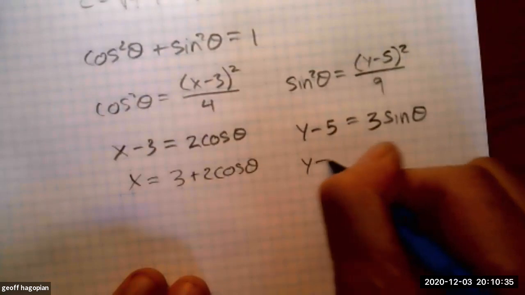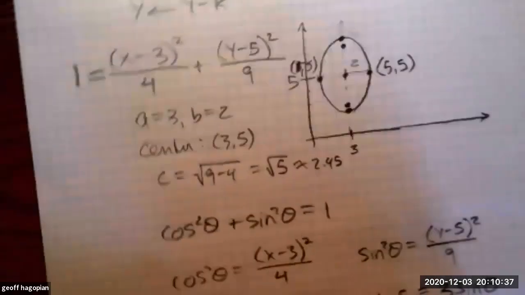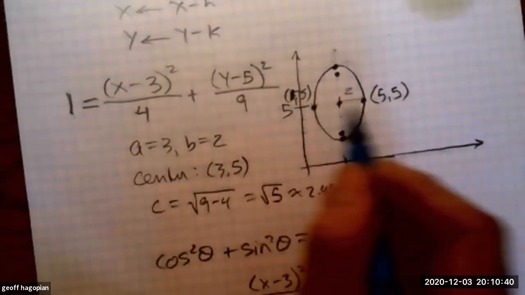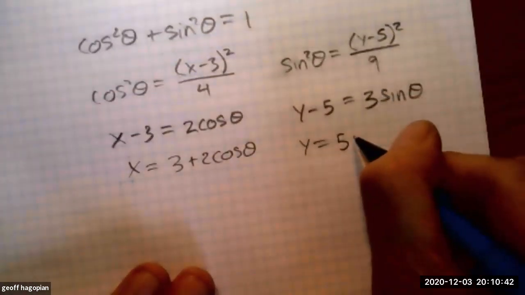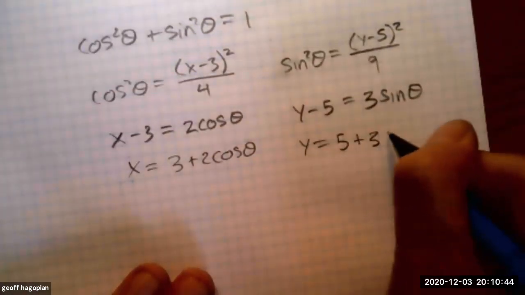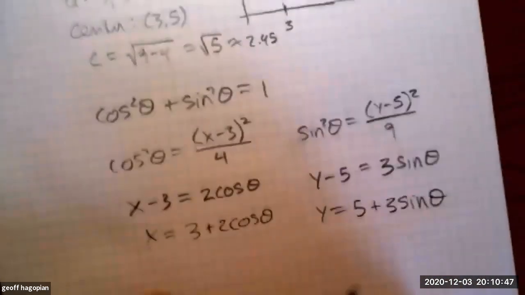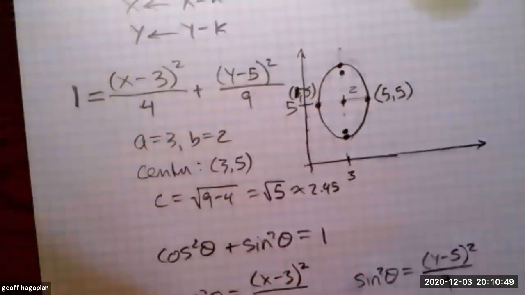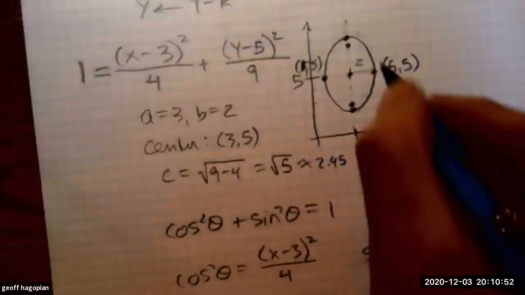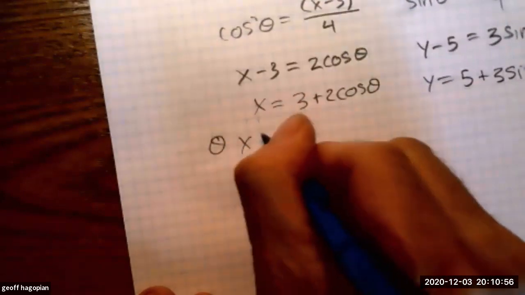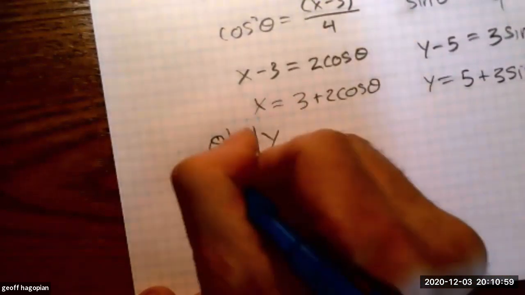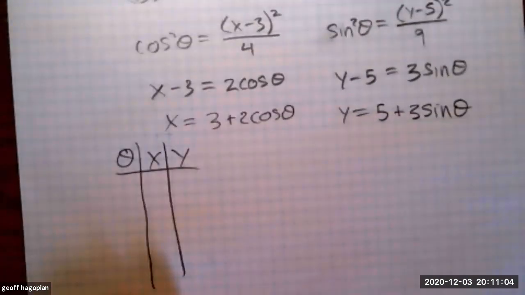Similarly here, y has an equilibrium of 5, right? The center of the y is 5, and it oscillates with an amplitude of 3. So we go up and down 3 from y equals 5. So when theta equals 0, where are we? We can make a table of values, right? And this is called parameterization. So we're parameterizing the ellipse. We're getting x as a function of the parameter theta and y as a function of the parameter theta.